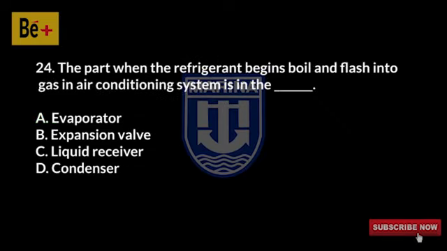The part where the refrigerant begins to boil and flash into gas in air conditioning system is in the A. Evaporator. B. Expansion valve. C. Liquid receiver. D. Condenser. The answer is A. Evaporator.